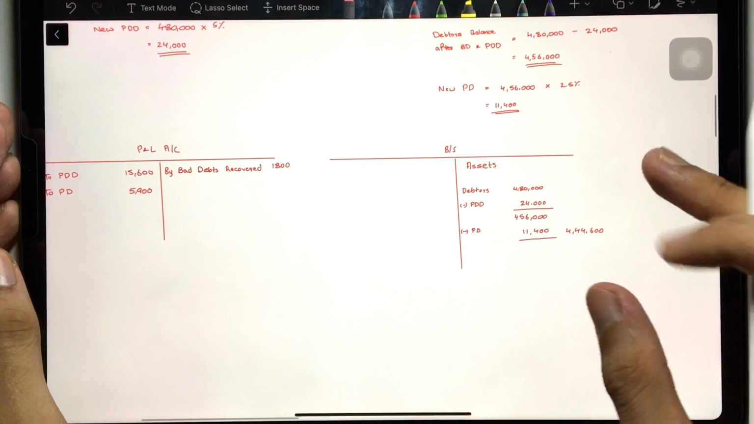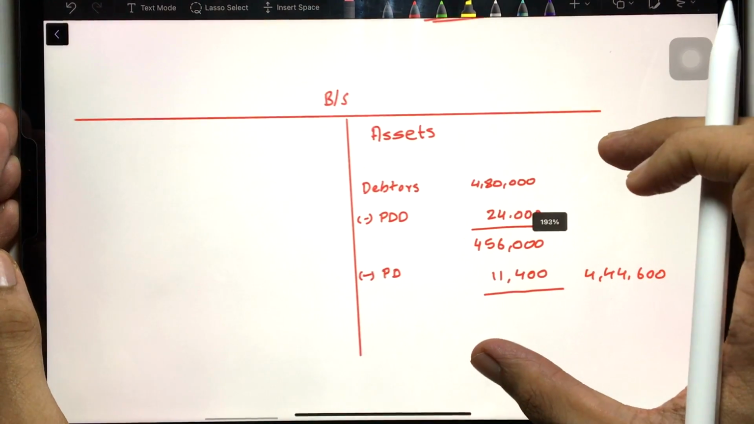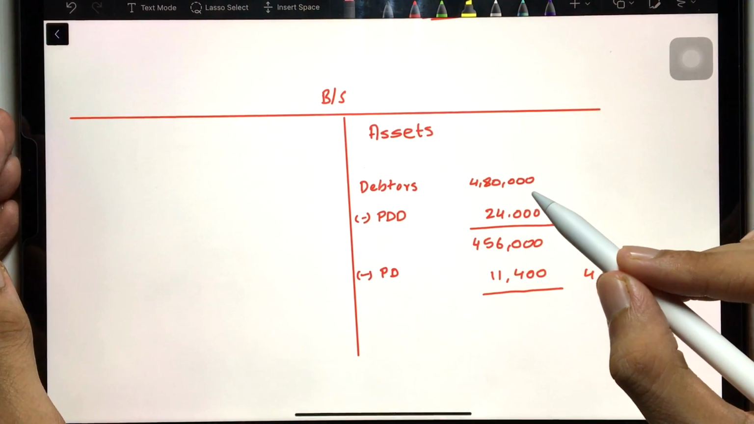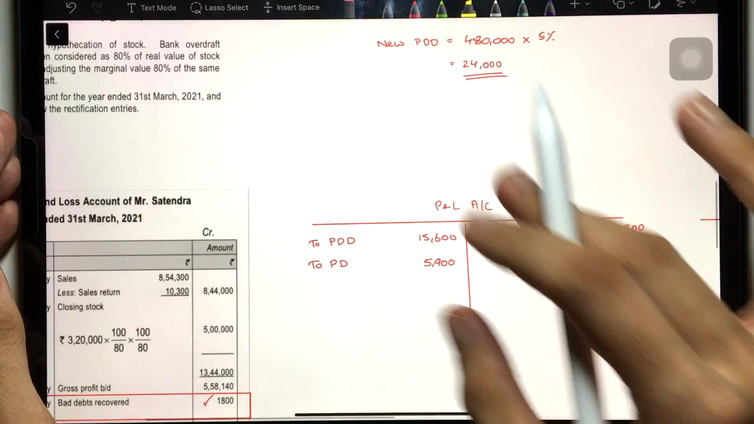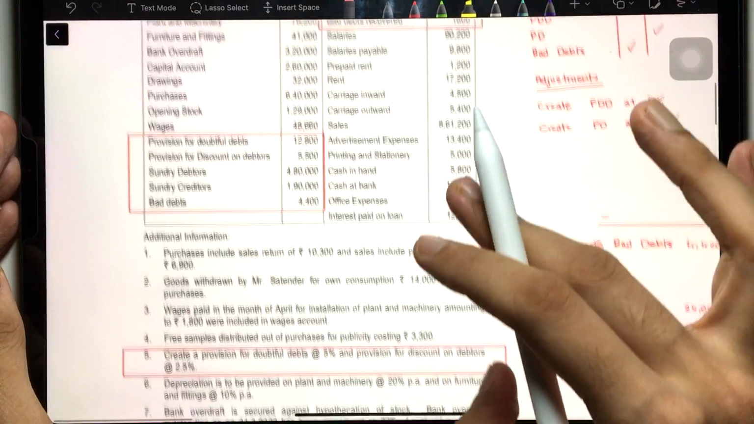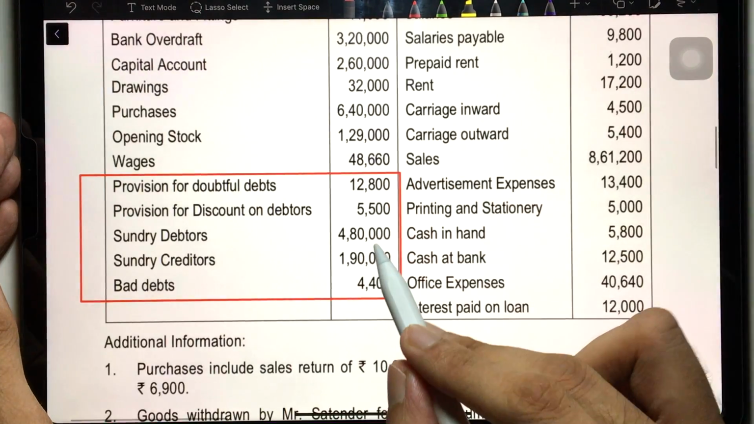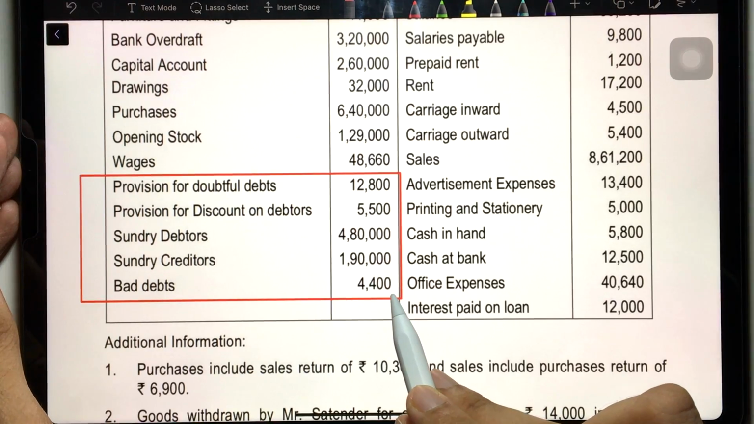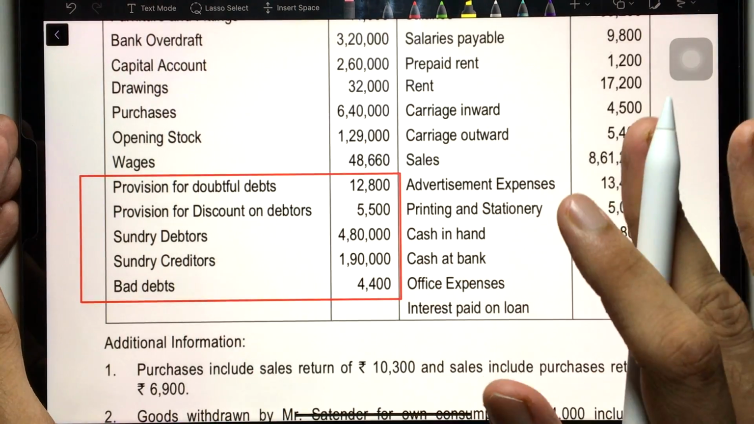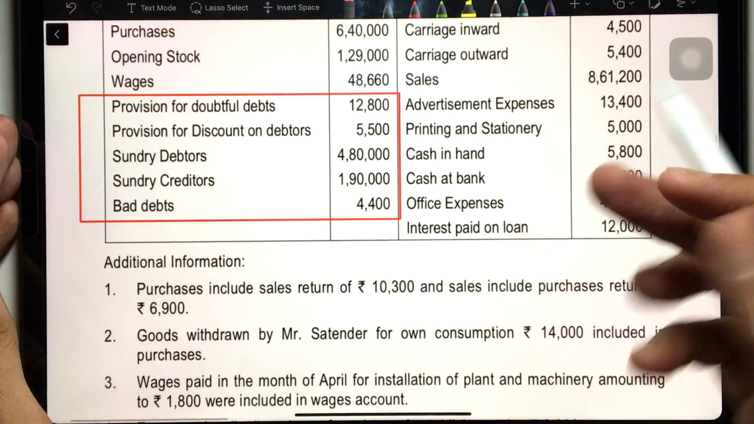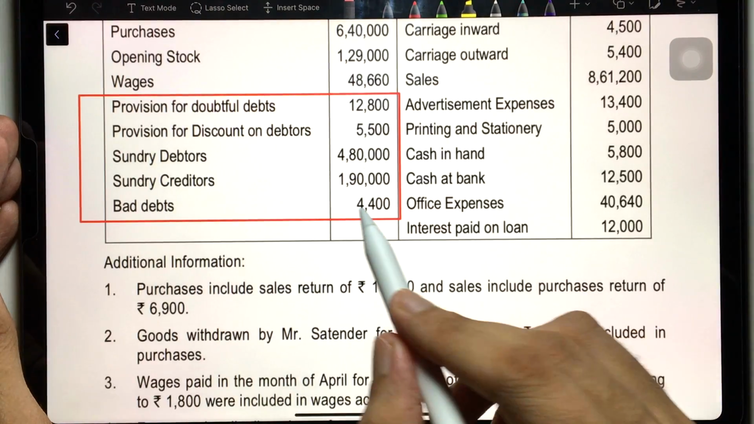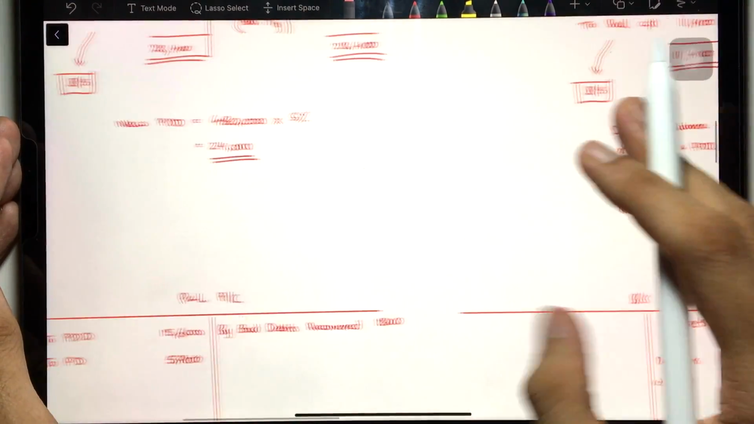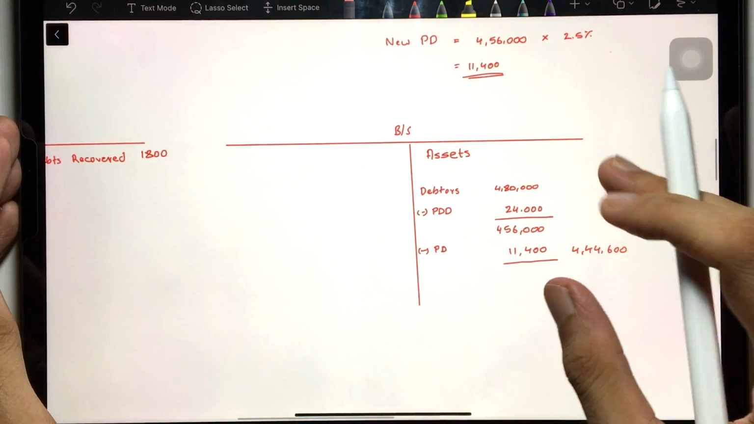See, balance sheet is also really simple. I've already explained to you. In the balance sheet, first you will take the debtors given in trial balance, that is 4,80,000. Now from this 4,80,000, you will not deduct this bad debt in the balance sheet. Okay, this 4,400. No, we never do that. We only deduct the adjustment bad debt, further bad debt. This is not further bad debt. This bad debt is already accounted for. So you will not account it double.